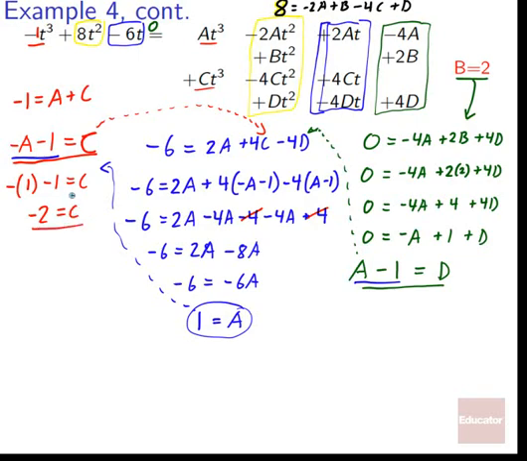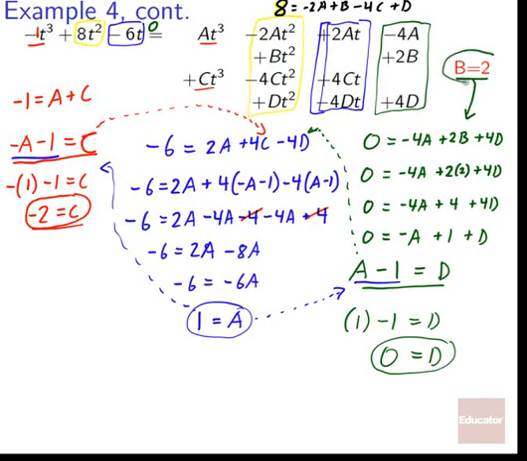Great. And also plug in over here, and we've got that 1 minus 1 equals d. Turns out d is just 0. So at this point, we've figured out all the things we need.